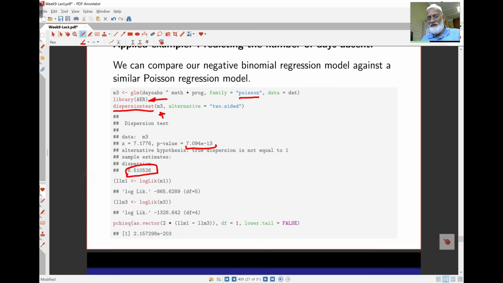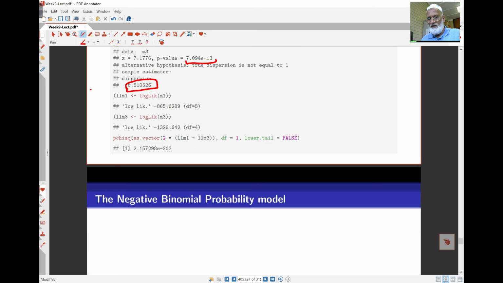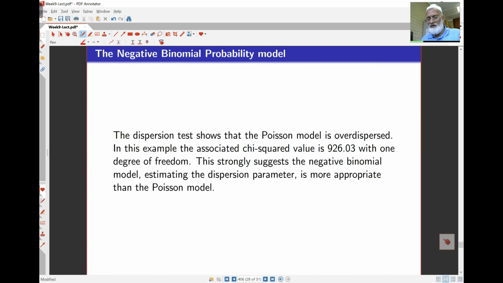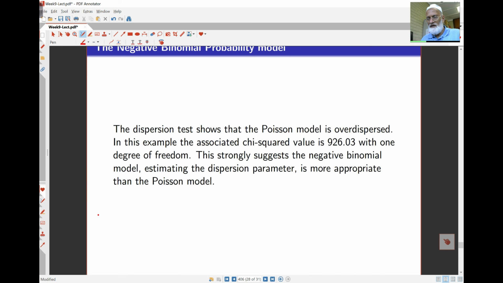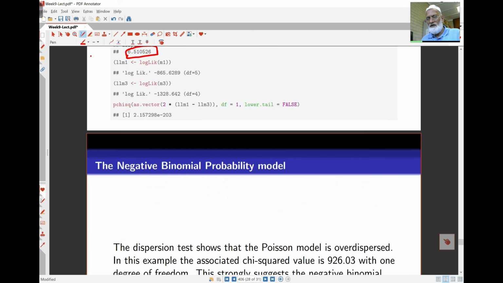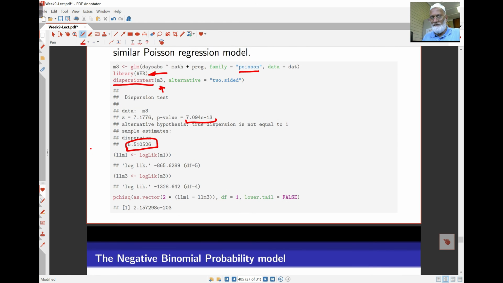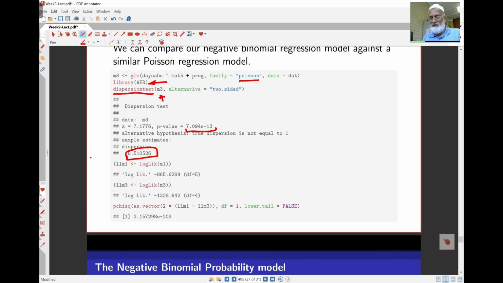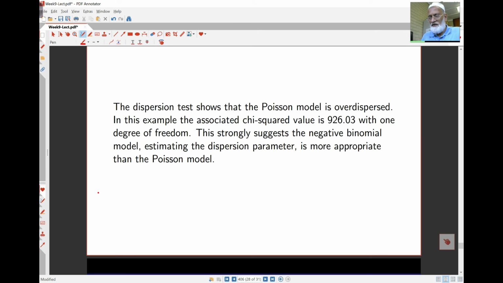And below, all you've got is just extra likelihood tests, looking at the degrees of freedom and at the log likelihood for the dispersion parameter. So here, what we know is the dispersion test shows that the Poisson model is over-dispersed. The chi-squared value here is 926 with 1 degree of freedom. This is for the particular test there. And we have very strong evidence here that the negative binomial is a better model than the Poisson.